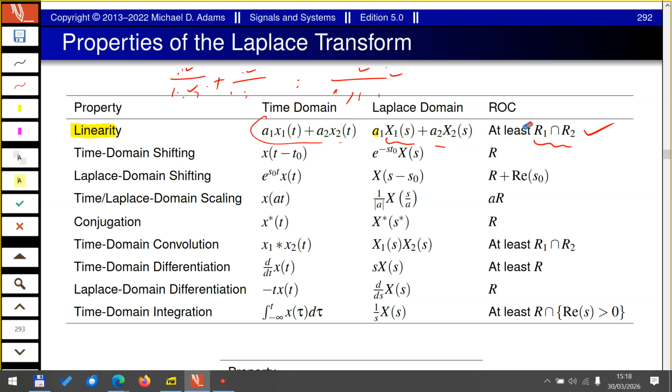Okay. How about time shifting? How can you justify this one? And remember, R is the region of convergence of X. तो शिफ्ट करने के बाद ये इस तरह से चेंज हुआ है. अब मुझे सिर्फ ये बताएं कि इससे ये रीजन ऑफ कन्वर्जेंस चेंज क्यों नहीं हुआ? इससे फर्क क्यों नहीं पड़ा इसको?